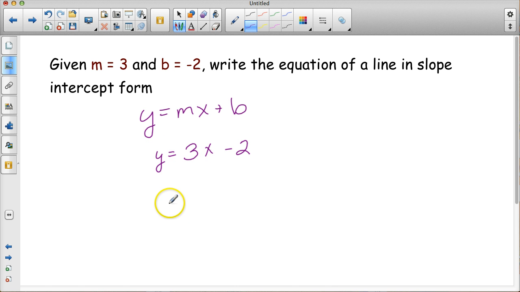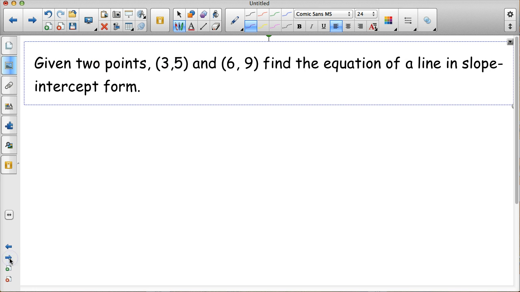So the equation of my line with a slope of 3 and a y-intercept of -2 is y equals 3x minus 2. Use the pause button if you're unsure and really look at and quiz over this information. Then go on to the next slide.